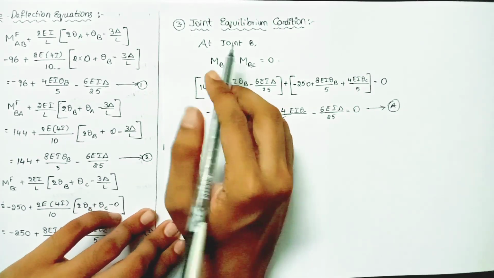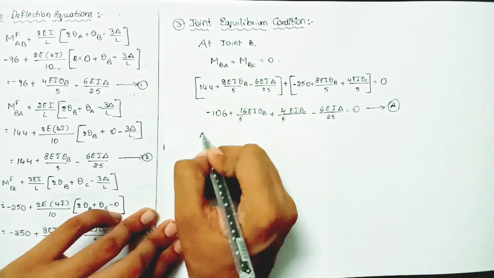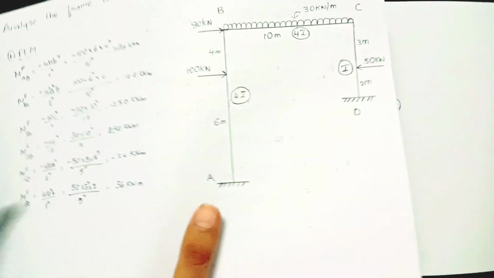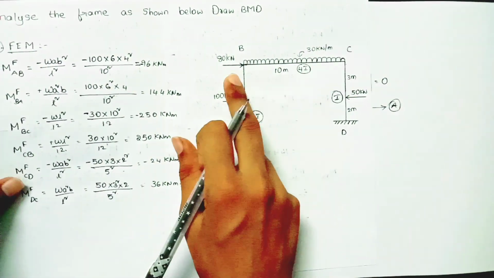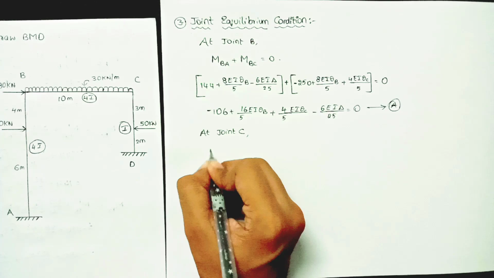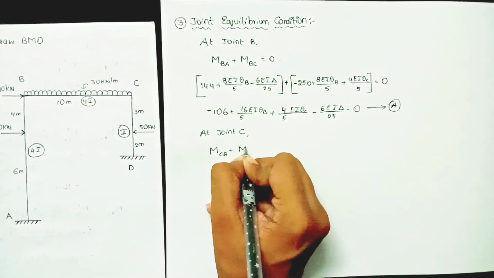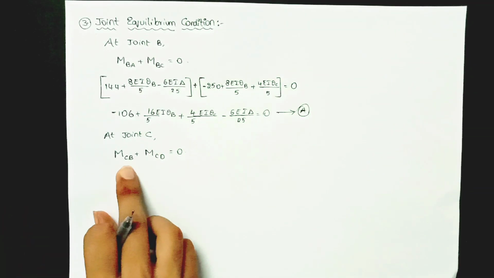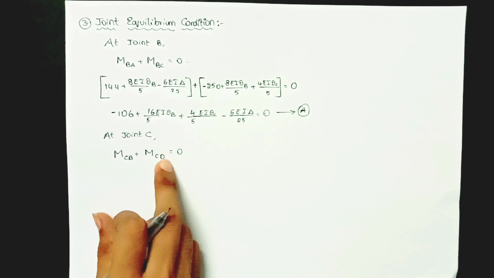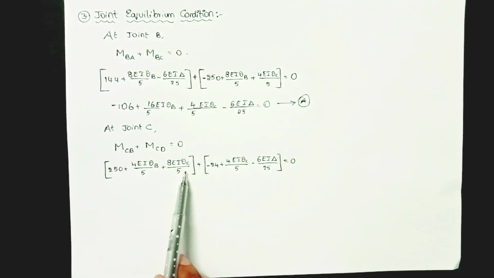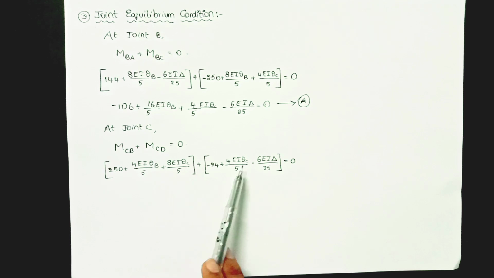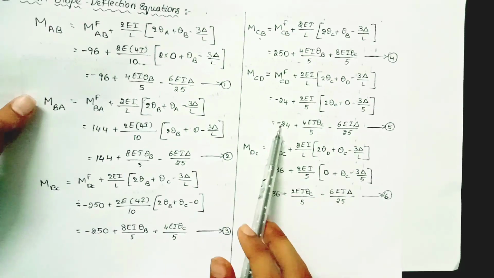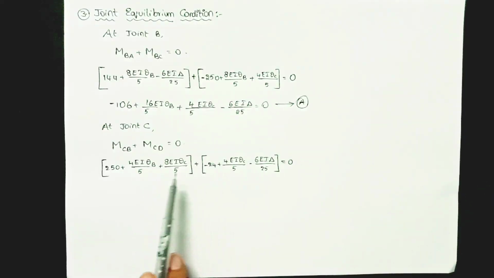Now we have completed joint B. Now take joint C. At joint C you can see that there are two members, CB and CD. So we can write that moment in member CB plus moment in member CD equal to 0. This is the equilibrium condition. Now place the MCB value and MCD value from step 2. This is the MCB equation and this is the MCD equation. So both are written here.